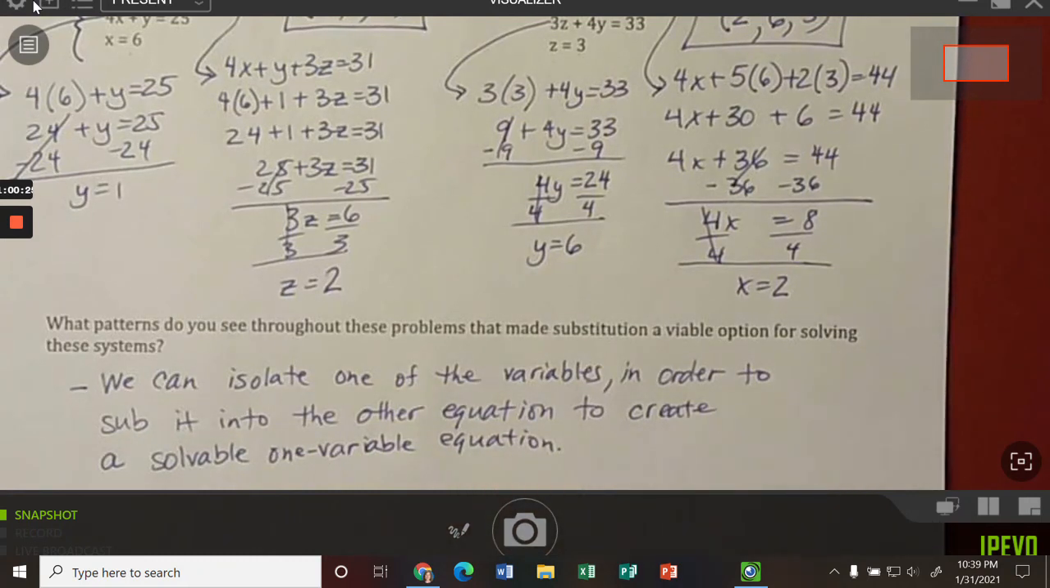So basically you're just taking one variable, isolating it, substituting that into your other equation, simplifying, and solving for that second variable. And then if you have a 3-variable system, you're doing that one additional time, so that you have solved for all 3 variables. So that is solving systems of equations with substitution.